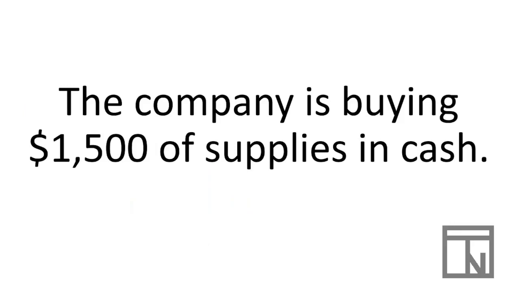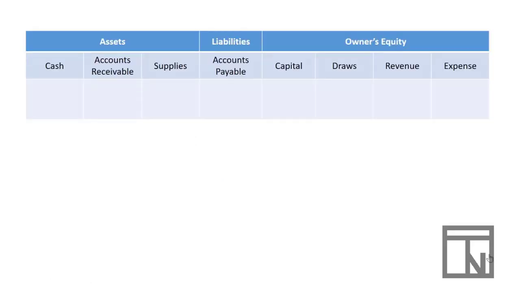Let's imagine that instead of paying rent, the company was buying $1,500 in supplies in cash. The two sides of the transaction are buying supplies and paying cash. The accounts here would be supplies and cash. Now cash is still an asset, and it's still going down because we're spending it. Supplies is considered an asset as well. So when we buy more supplies, that would increase our supply amount, so the number is going to go up.